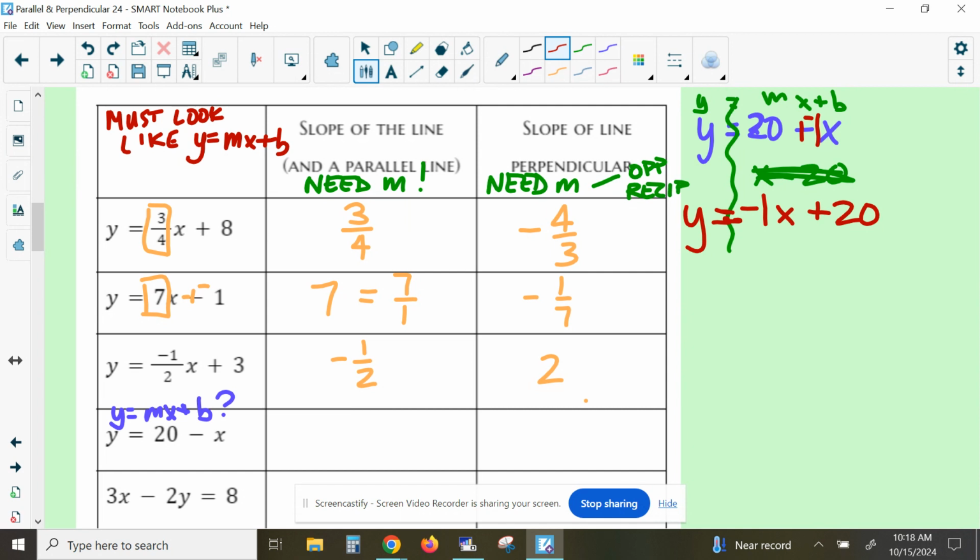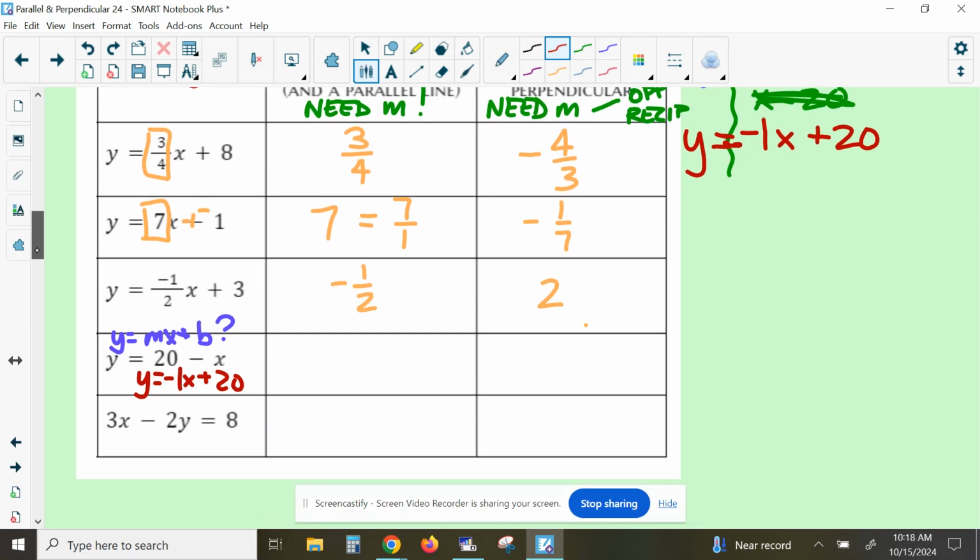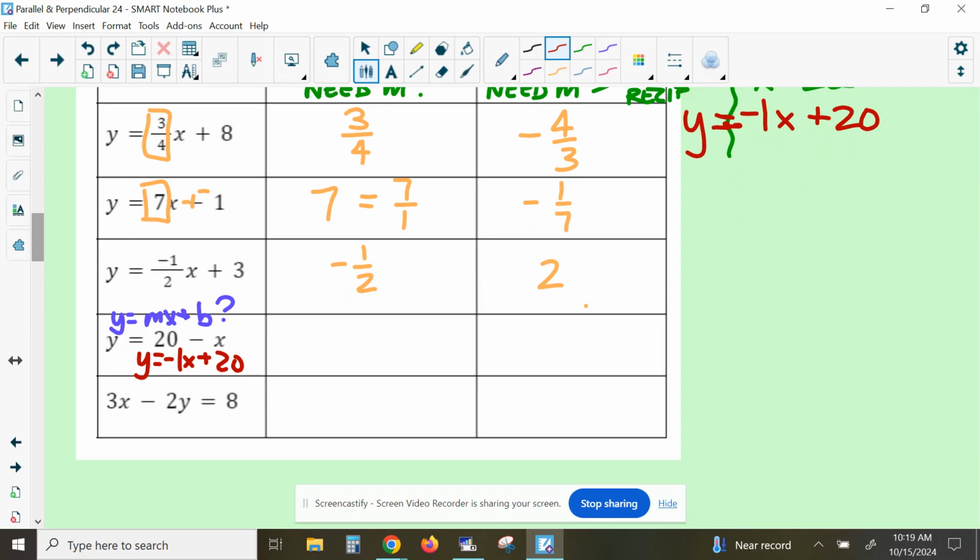I'm going to go ahead and throw him in my chart down here. Y equals negative 1x plus 20. Okay, and so then I can easily find my slope of him and or the line parallel to him. What do we got here? What's his slope? Negative 1. And obviously that's the same as negative 1 over 1, right? If you want to think of him as a rise over a run. That is a rise, negative 1, run 1.